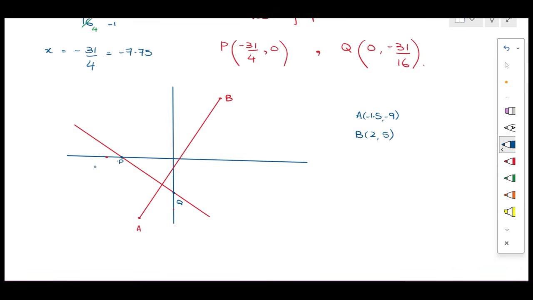Now we are given that O is the origin. Now we need to find the area. This O is the origin. Area of the triangle POQ. Just consider this triangle. Let me highlight it. Yeah, this triangle.